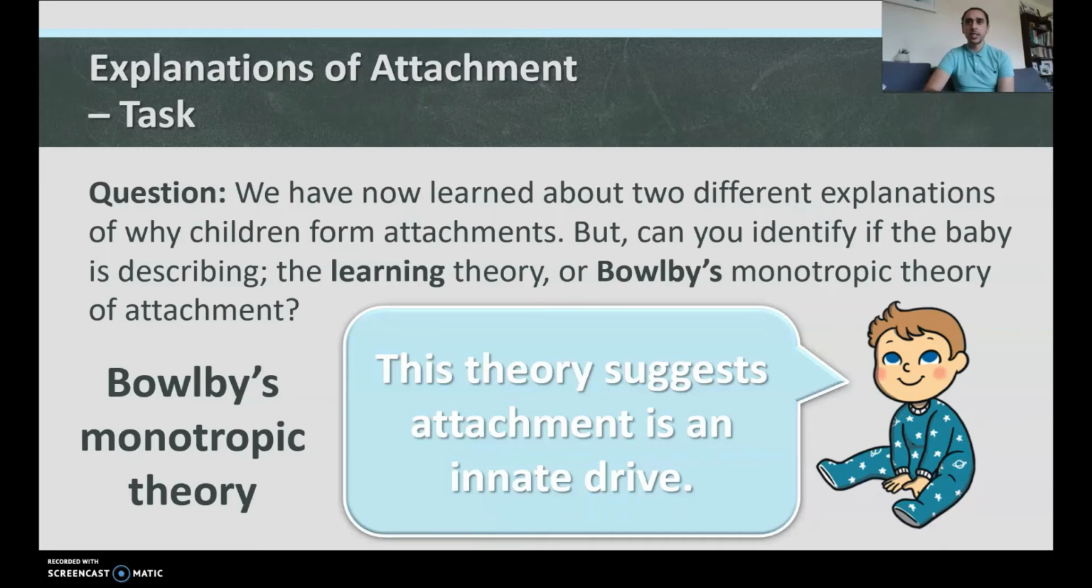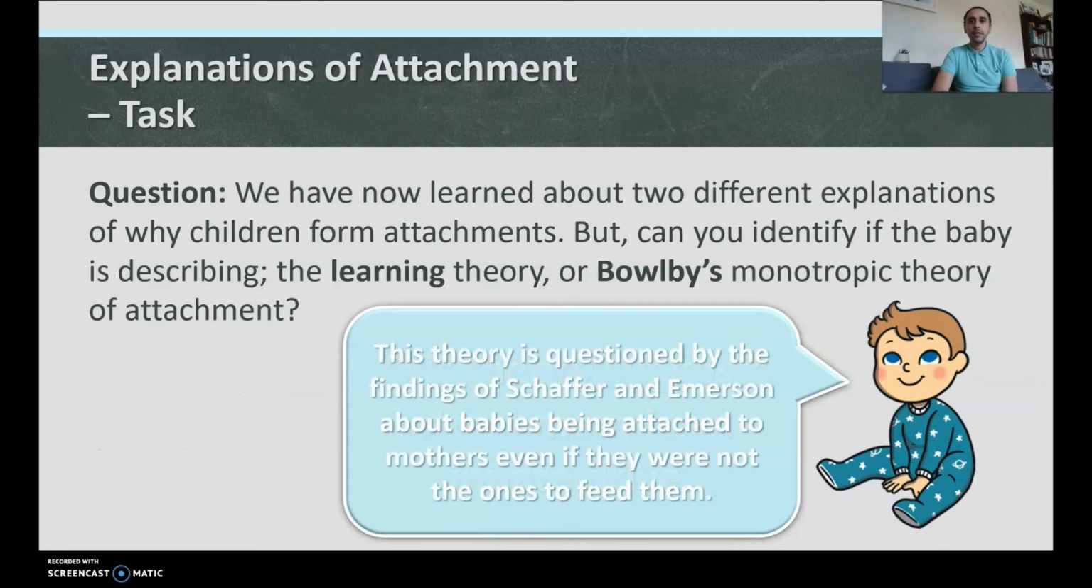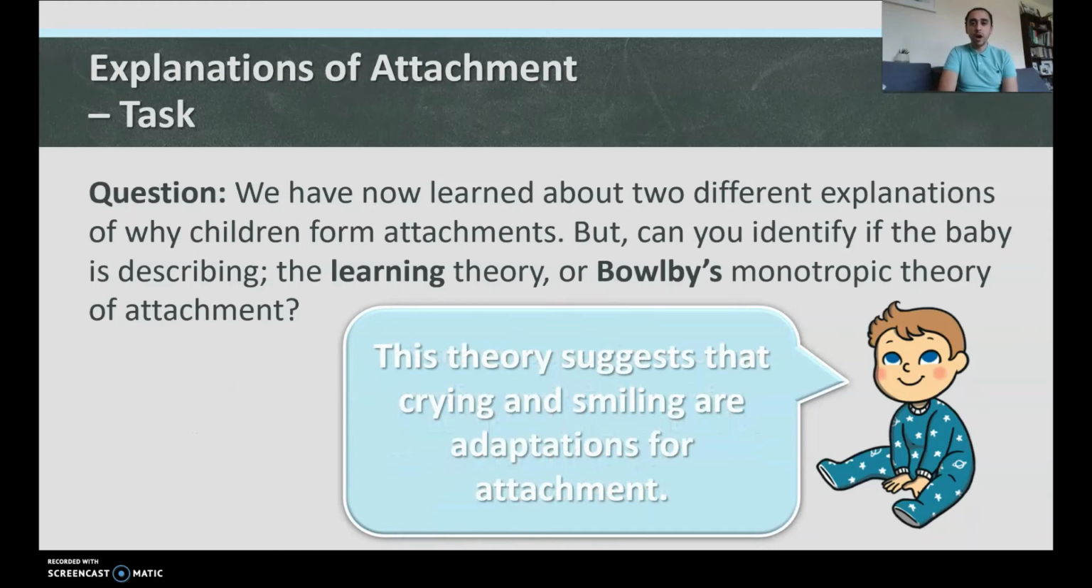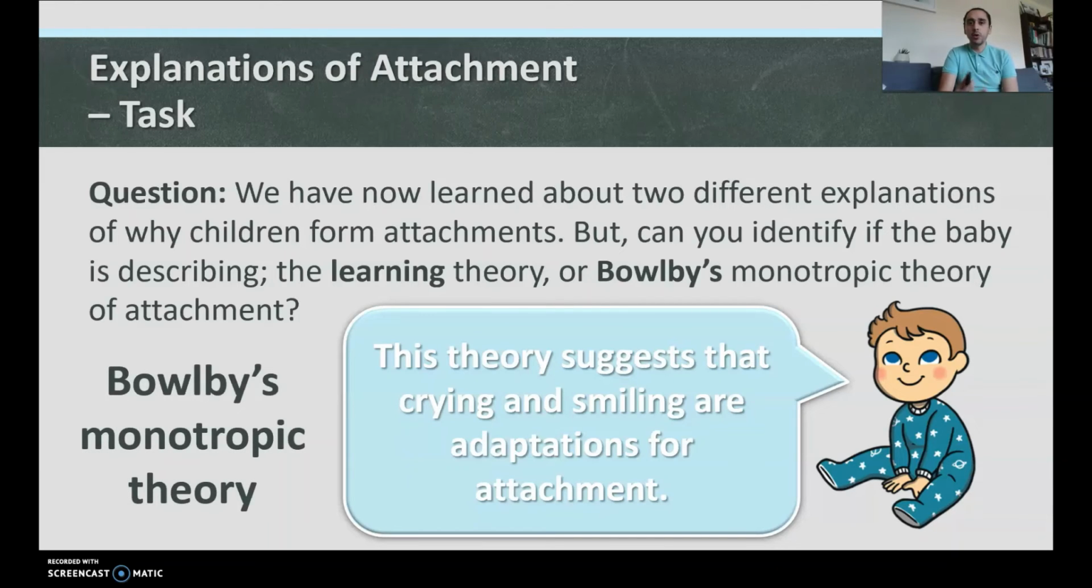The learning theory suggests that attachment is learned. It's learnt through our experiences. Whereas Bowlby's monotropic theory says attachment is innate. It's a survival thing. It's evolutionary. This theory is questioned by the findings of Schaffer and Emerson about babies being attached to mothers, even if they were not the one who feeds them. That's the learning theory. This theory suggests that crying and smiling are adaptations for attachment. What are we saying? Bowlby? Good. And what are they called when a baby's crying and smiling? What are these called? The things that make adults want to take care of them and attach and love the kids?